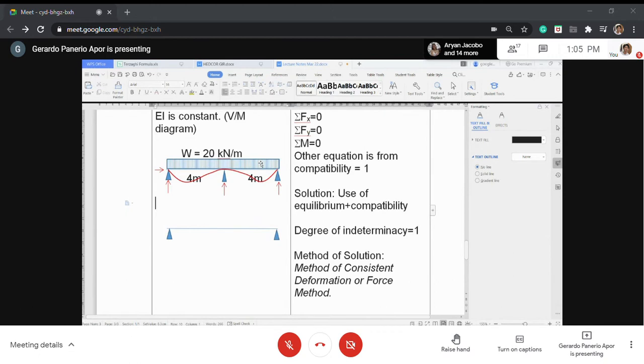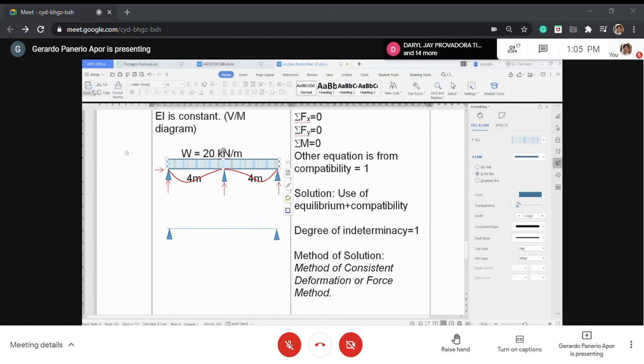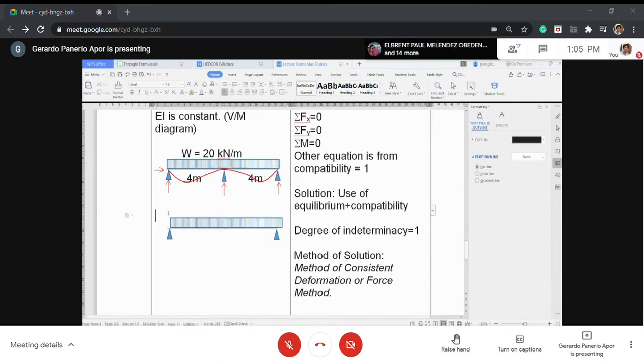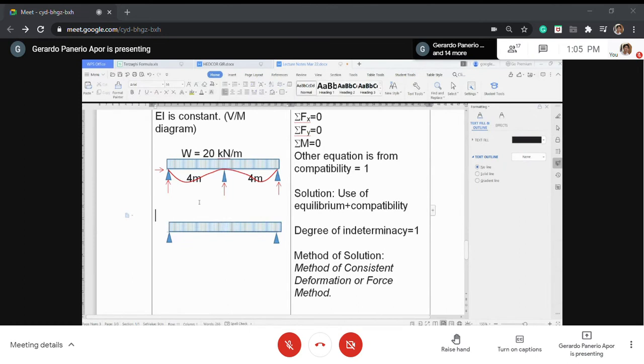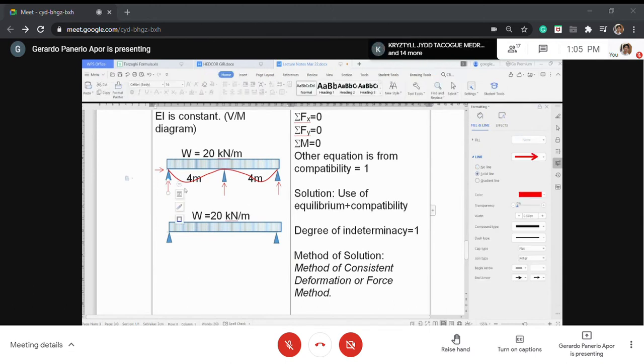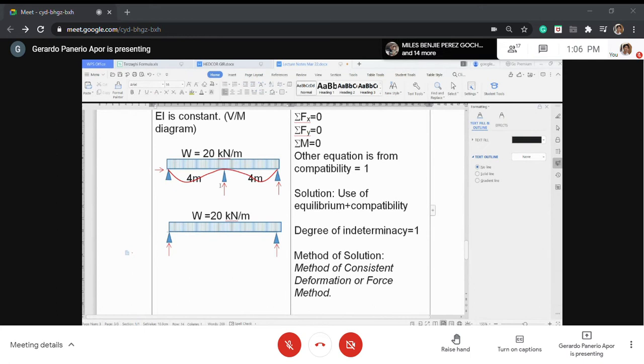Pag remove nimo ana, mao gihapon ang load, 20 gihapon ni siya. W is equal to 20 kN per meter. Pero wala na sa tunga ang support.